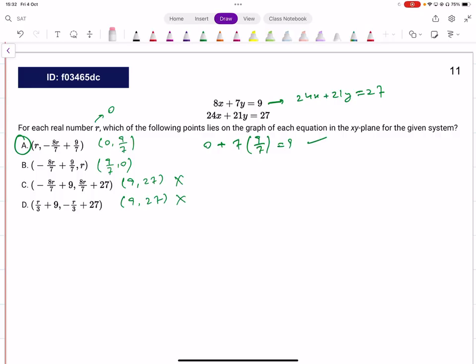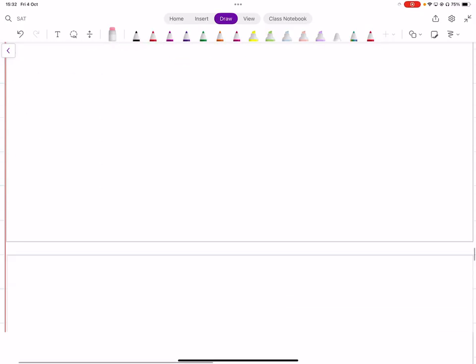Okay? Make sense? So rather than inputting the point as it is, r and then minus 8r over 7 plus 9 over 7, it becomes easier if you just input a number like this. And 0 is the easiest number to use because it eliminates some of the terms as well. Okay? All right, that was question number 11. Now, the next one from this PDF is 13. Okay?